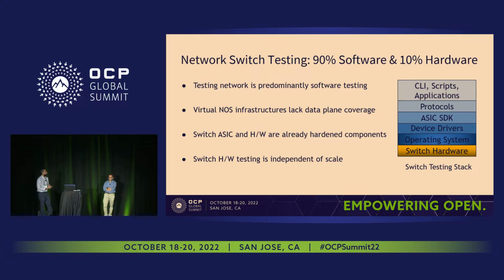Now, testing as a whole, in the bigger scheme of things, as you see on the right-hand side, is mainly software, right? Other than the hardware layer at the bottom, everything else on top, your kernel, your SAI, your ASIC SDK, and SONiC and above, the applications and the containers, they're all software. So most of SONiC testing and network testing is software related. If you can speed that portion up, you're ultimately speeding up your testing.